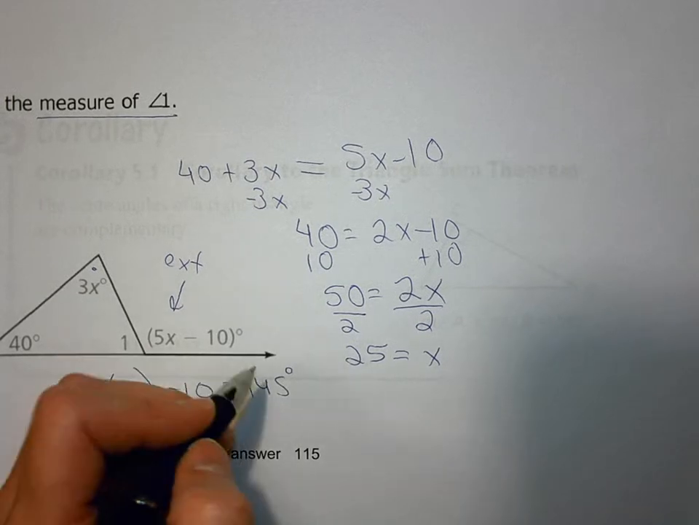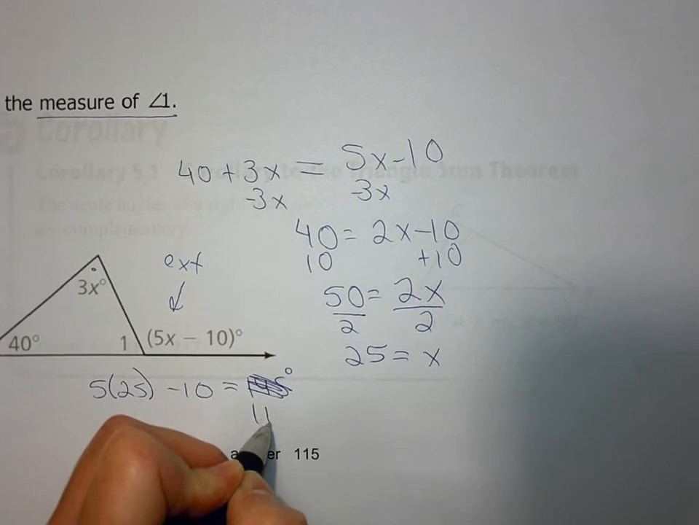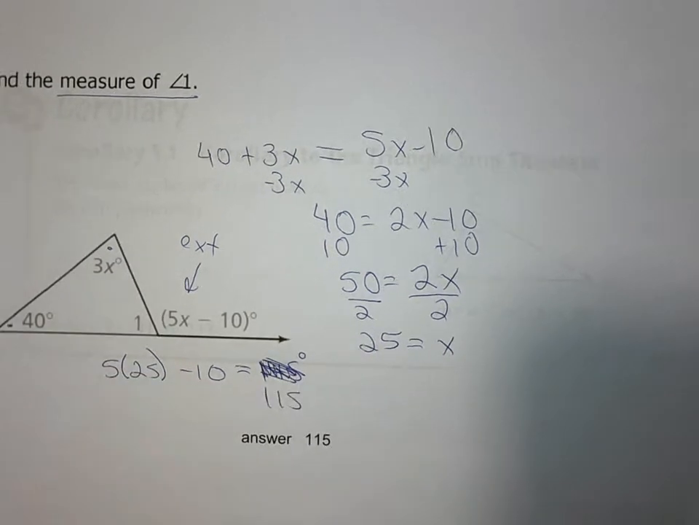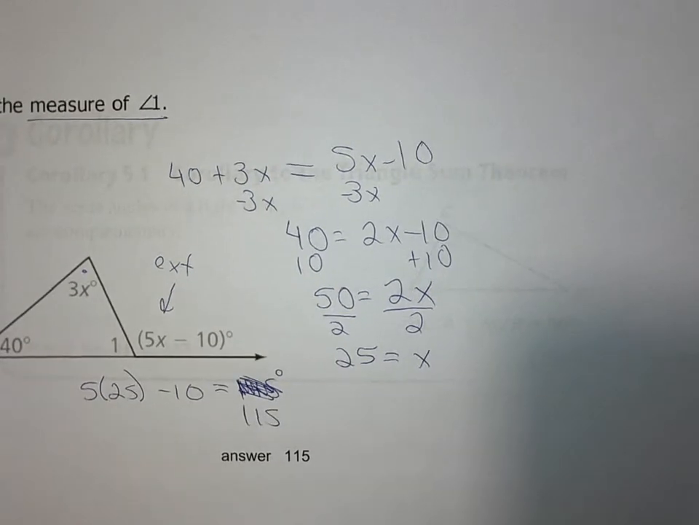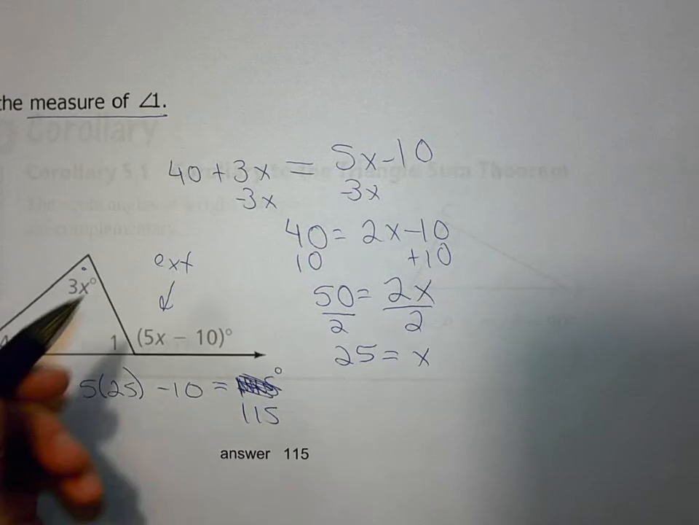Oops. 115. I'm not doing too good tonight. Okay, so 5 times 25. Sorry, I just checked my work. So 5 times 25 is 125 minus 10 is 115. So that is the exterior angle.